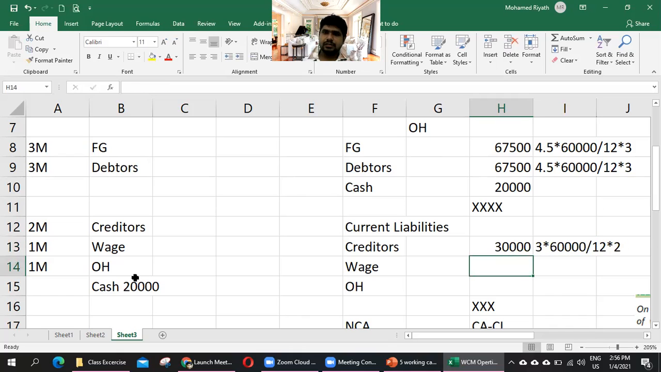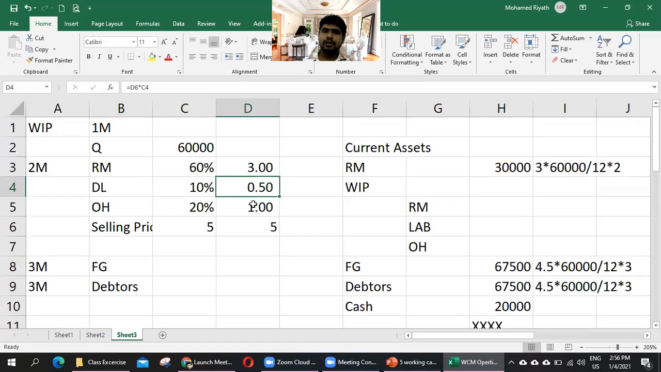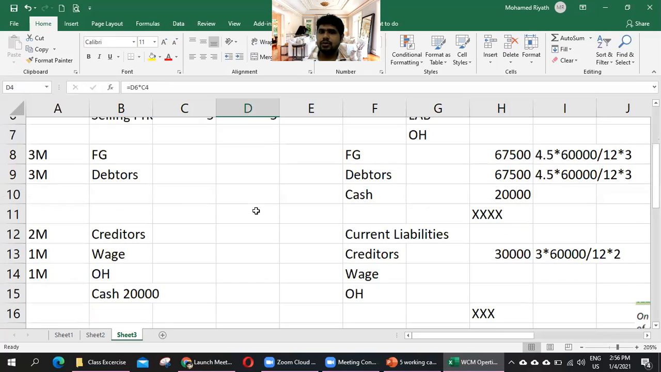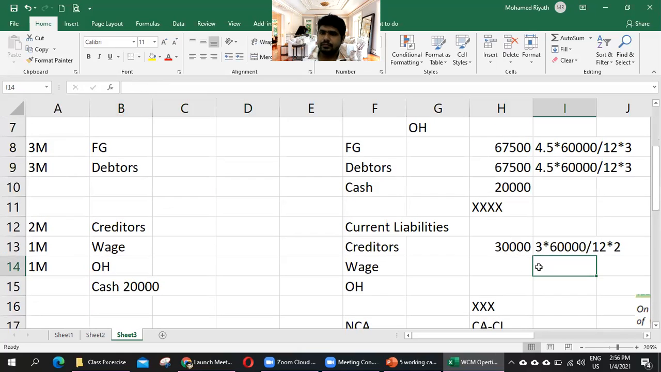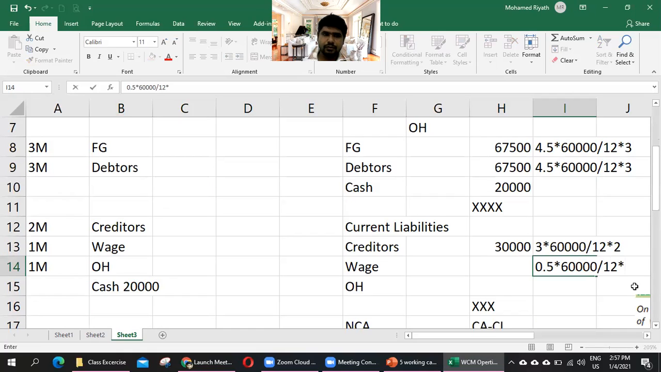And wages, how much cost? Labor charge equals 50 cents, 0.5. And production units 60,000 divided by 12. And within how many months do we have to pay? Within 1 month. Then it equals 2,500.